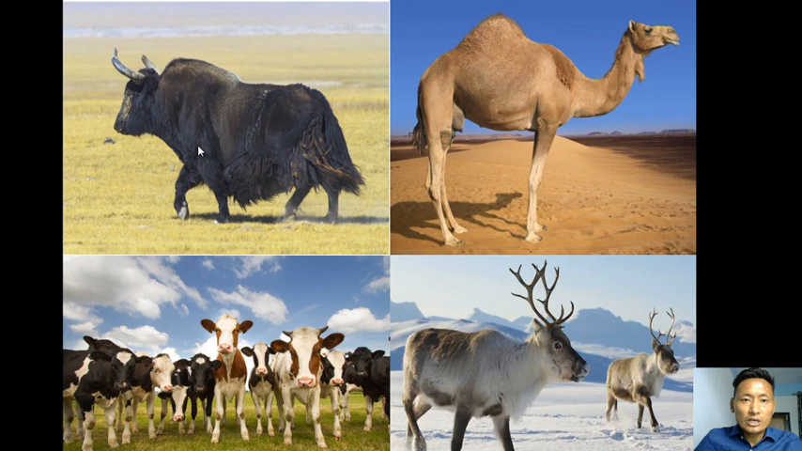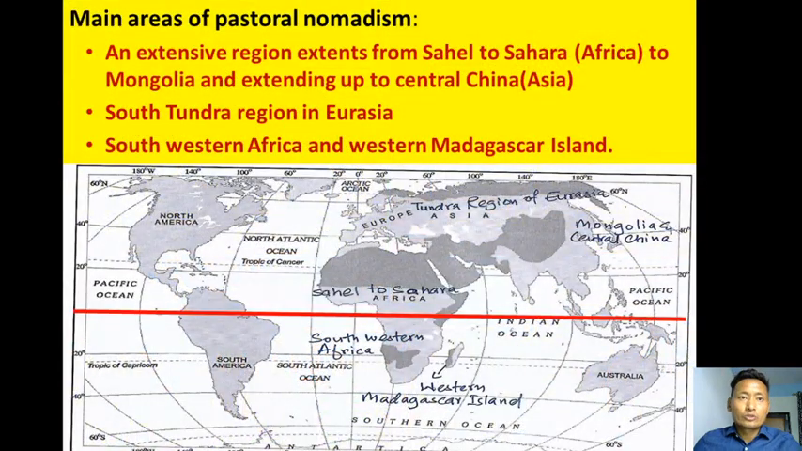So here, yaks are mostly reared and graze in mountainous regions. Camels are mostly in desert regions. Cattle are mostly reared in semi-arid regions. And these are mostly reared in snow-covered or cold climatic regions. So these are the different types of animals that are reared and grazed by people in different geographical and climatic conditions of the world. So at present, still some people are engaged in these types of primary activities.